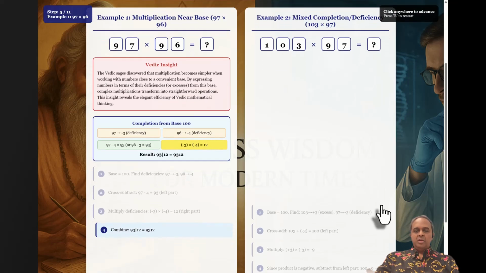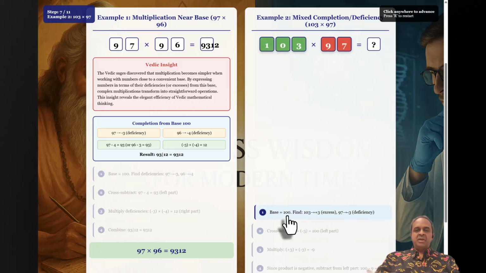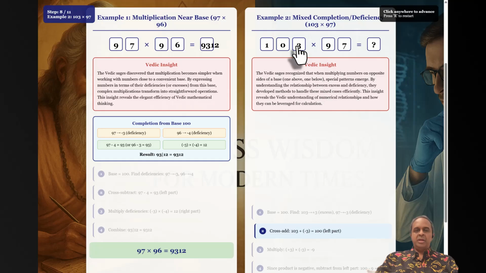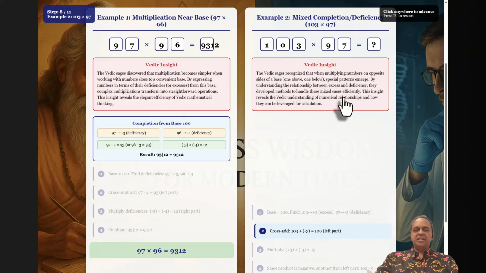Again, the first step here is base 100. One is excess, which is +3. The other is -3, which is a deficiency, right? The Vedic insight here is that they recognized multiplied numbers on opposite sides of the base, one above and one below, produce special patterns. By understanding the relationship between excess and deficiency, they developed methods to handle these mixed cases efficiently. So this is what you observe, you recognize, and then you take advantage of.